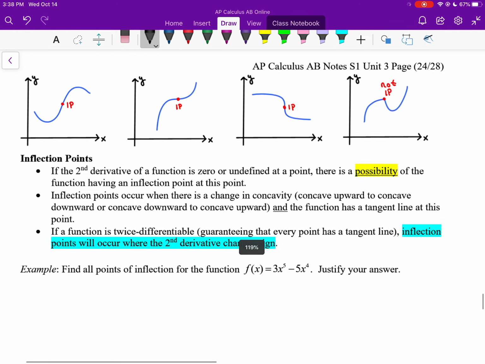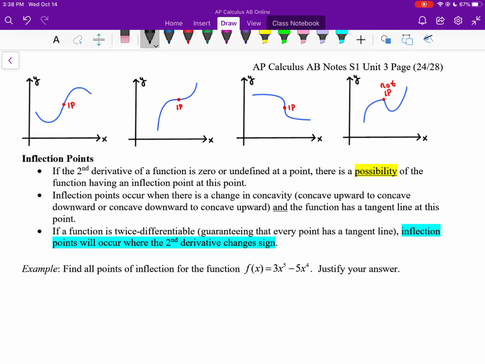Okay, the next thing we come to is something called an inflection point. We have some little diagrams up here indicating when things are inflection points or when things are not inflection points. For an inflection point, if the second derivative of a function is 0 or undefined at a point, there's a possibility of a function having an inflection point at this point. Just like when the derivative is equal to 0 or undefined at a point, there's a possibility of a maximum or a minimum, but there's no guarantee.